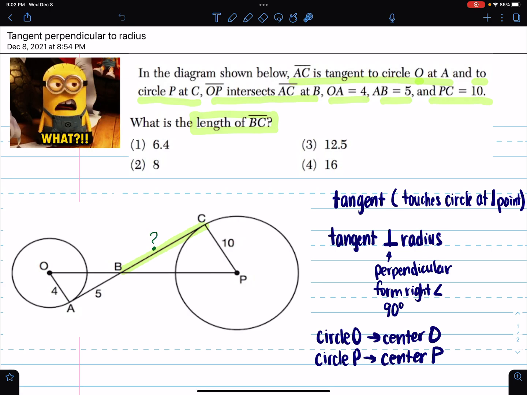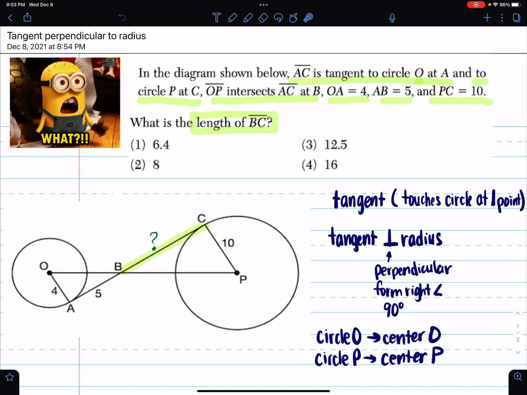There are a few things that you need to know in order to solve this problem. Whenever you have the word tangent, a tangent is a line segment that touches a circle at one point. So this tangent AC touches circle P at point C, and it touches circle O at one point, at point A.